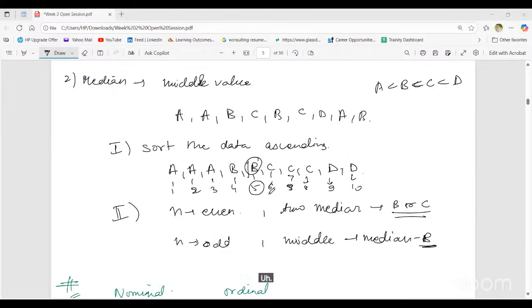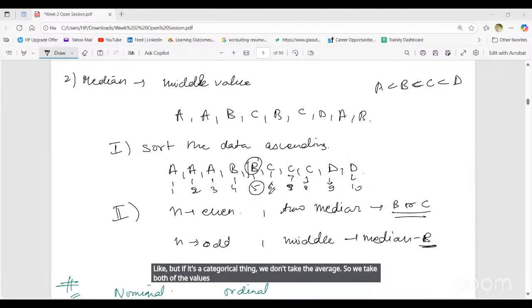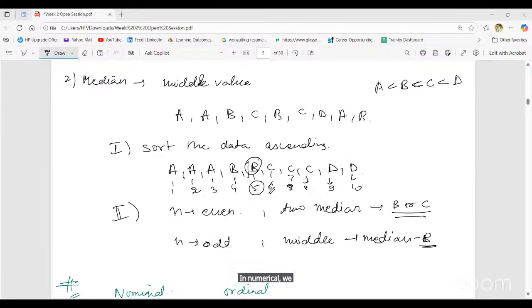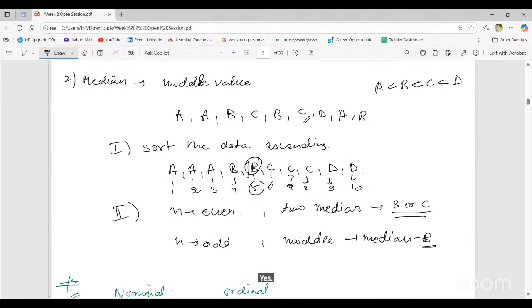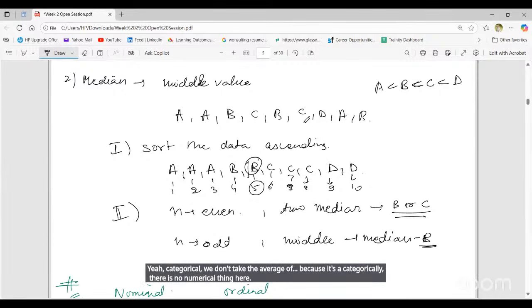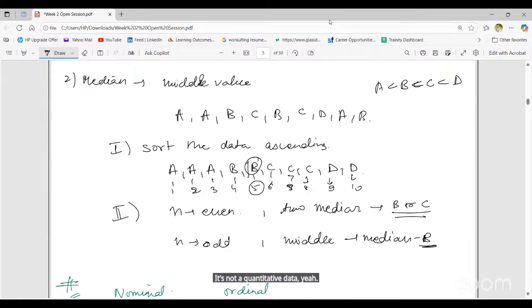Yes. Fine. Okay. So if n is even, then we take both of the middle values. If it's a categorical thing, we don't take the average. Like here we are taking B and C. In numerical data, we used to take the average, right? Yes, ma'am. So in categorical data we don't take the average, because there is no numerical thing here. It's not quantitative data. Okay, ma'am.